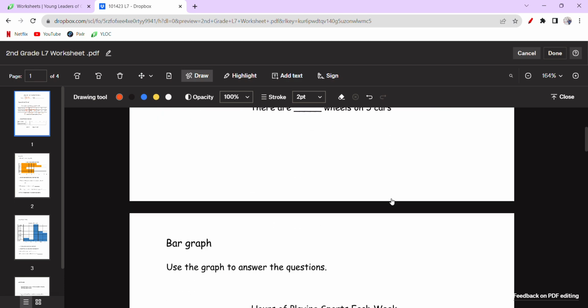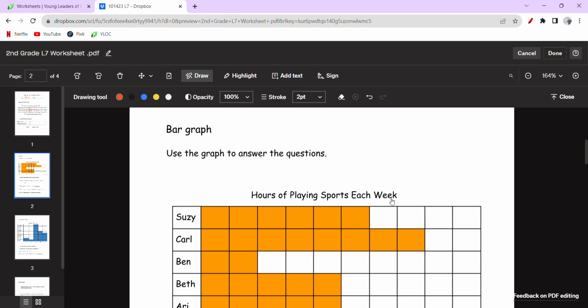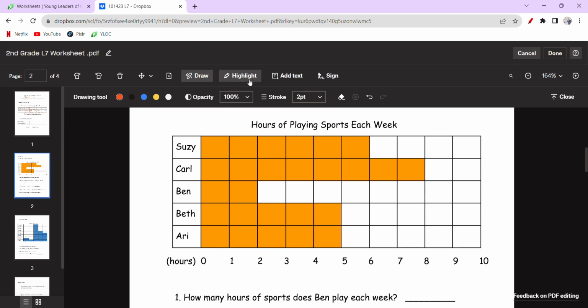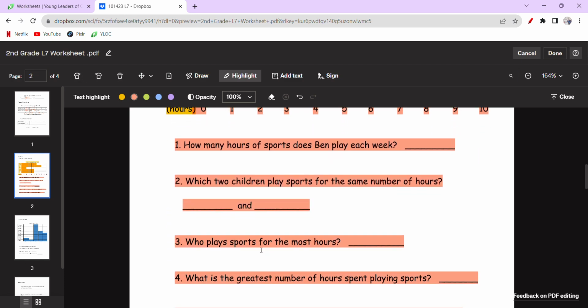So we already gone over this. So today we'll be going over how to read bar graphs and how we use the graph to answer questions. Okay, so we see hours. We see right here hours of playing sports each week, and there's a number of different people, right? And then right here they show the number of hours they played, okay?